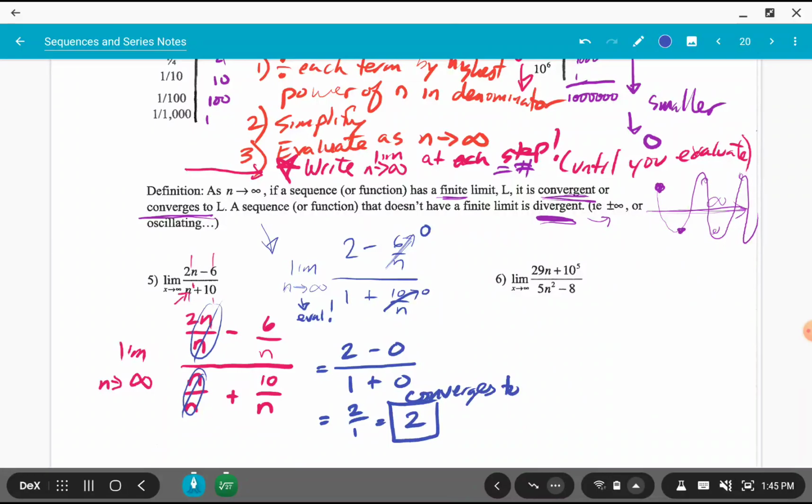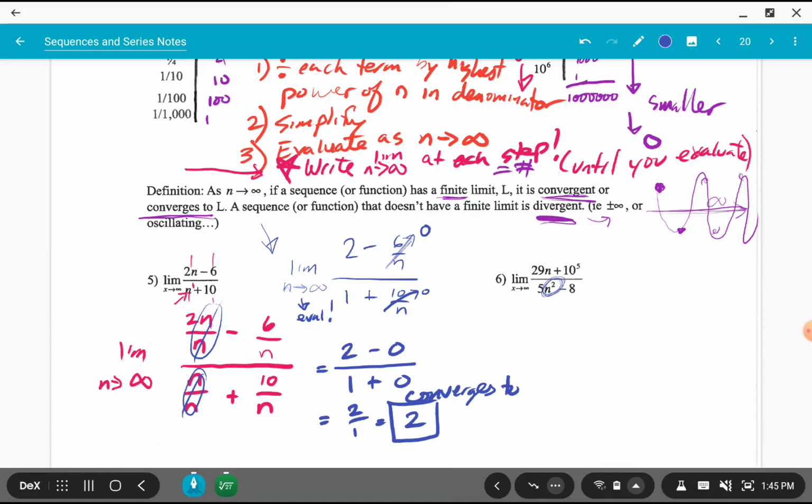All right. One more problem just to get the hang of this, okay? So let's go through our 3-step process again. In step 1, divide each term by the highest power of n in the denominator. We'll take a look at the denominator. What's our highest power of n? That's going to be an n squared right there.